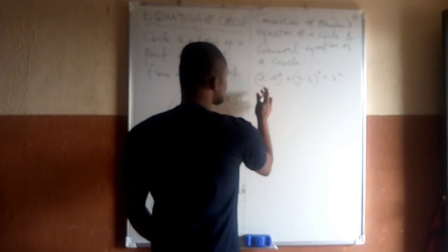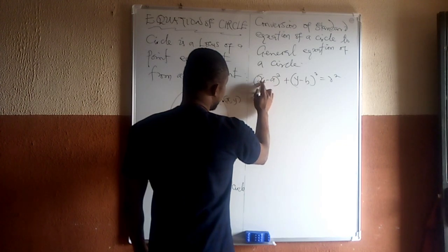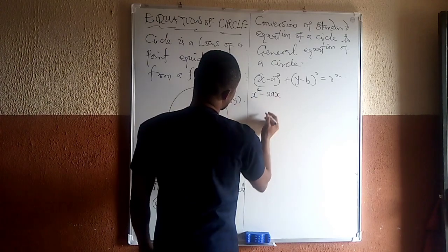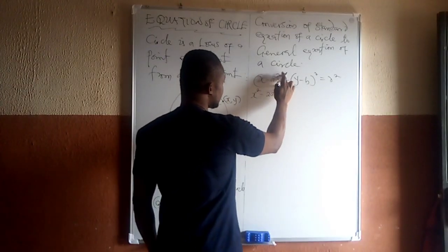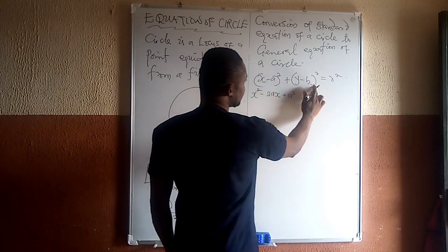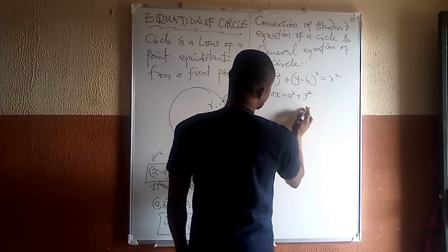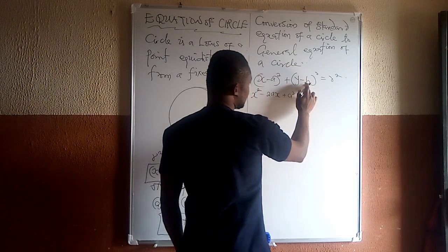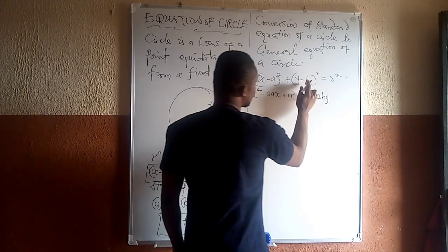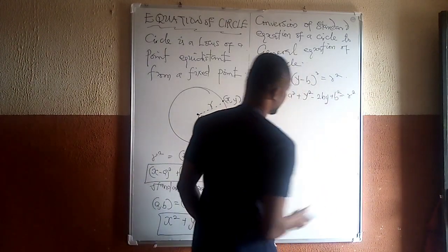Now by expansion, we have x squared, x times minus a times 2 will give us minus 2ax. Then minus a squared will give us plus a squared. Then we expand this as well. y squared, we have y squared. y times minus b times 2 will give us minus 2by. Minus b squared will give us plus b squared equal to r squared.